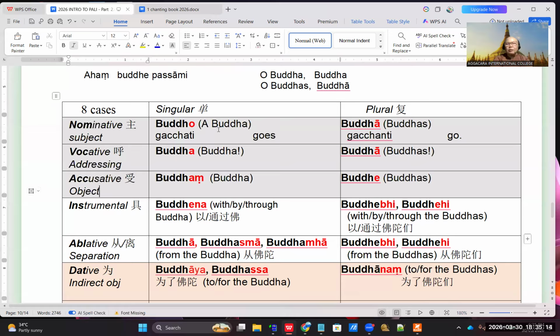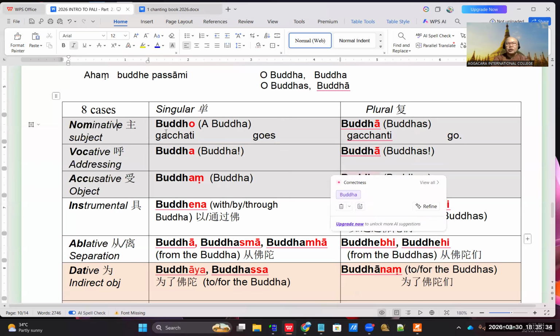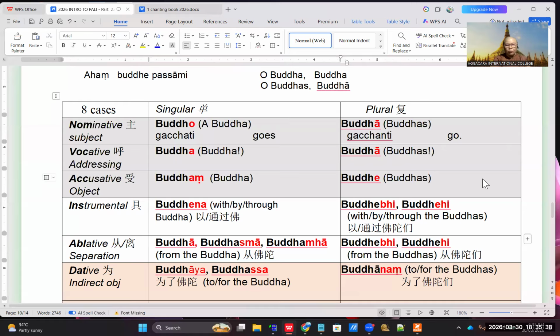All right. After that, you remember the sound. If you like the shortcut, remember O A A A M E. This is a very short shortcut, but actually it's not easy to remember. So you might as well take it as chanting: Buddho, Buddha, Buddha, Buddham, Buddhe. All right. So remember these three and recite them together. The 8 cases, remember these 3 cases in one go.